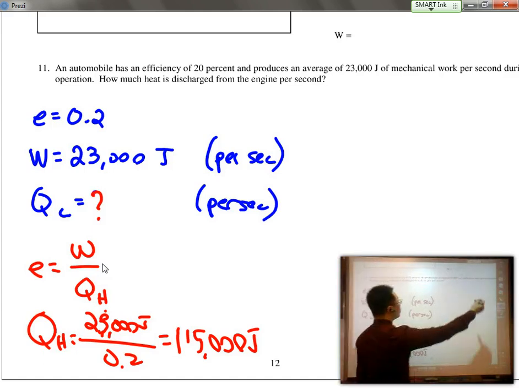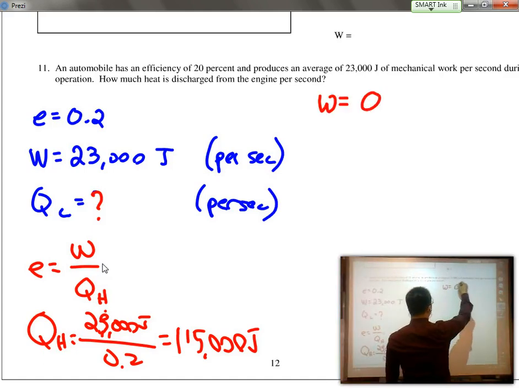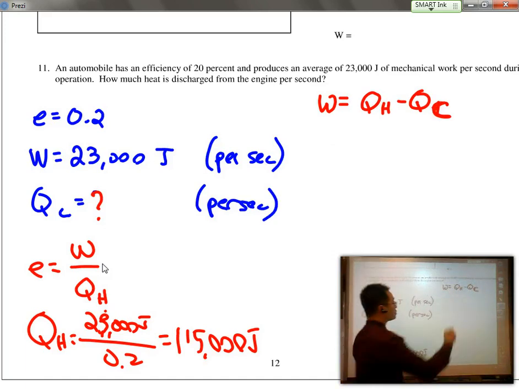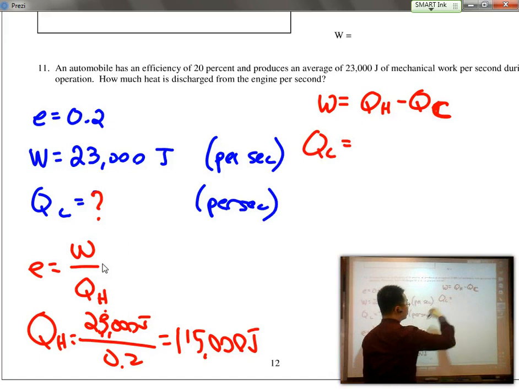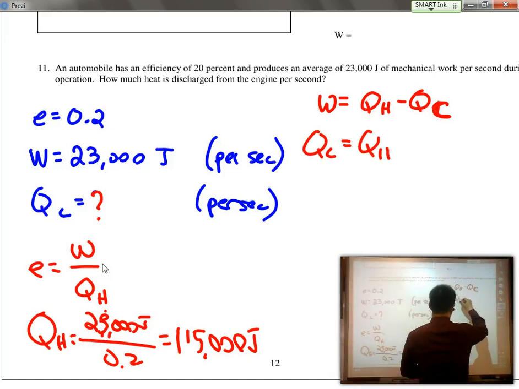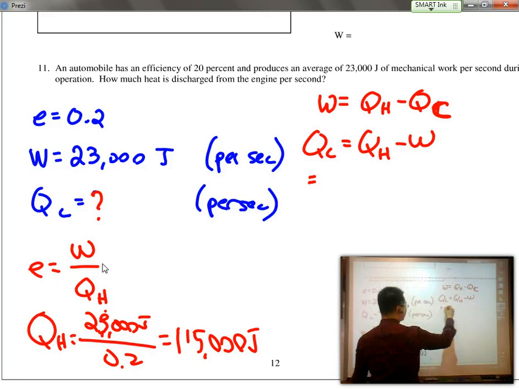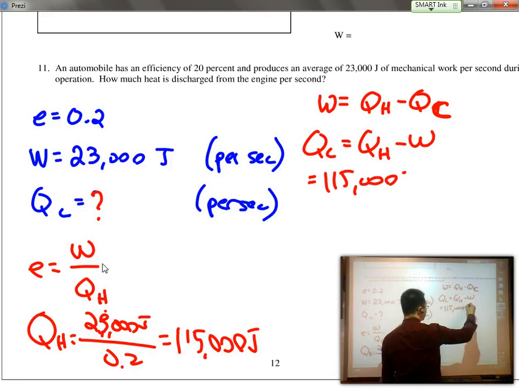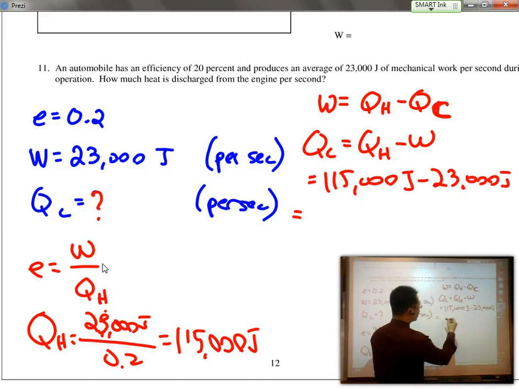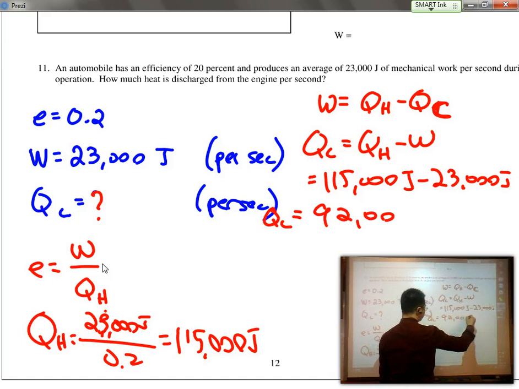And since work is equal to the difference between the heat input and the heat output, then QC is simply equal to the QH minus work, excuse me, which is equal to 115,000 joules minus 23,000, which is equal to 92,000 joules.